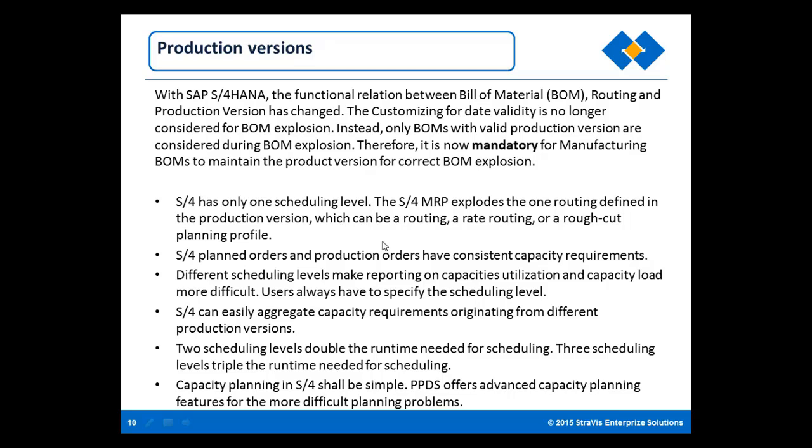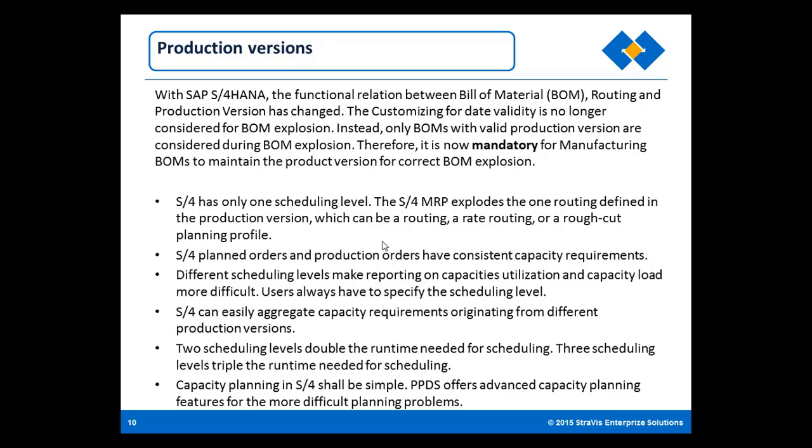The advantage here is that S4 has only one scheduling level, unlike the multiple scheduling levels in ECC. This simplifies the data and the logic, and the S4 MRP explodes the one routing defined in the production version, which can be a routing, a rate routing, or a rough cut planning profile. So anything you can use in the production version. And also S4 planned orders and production orders have consistent capacity requirements.